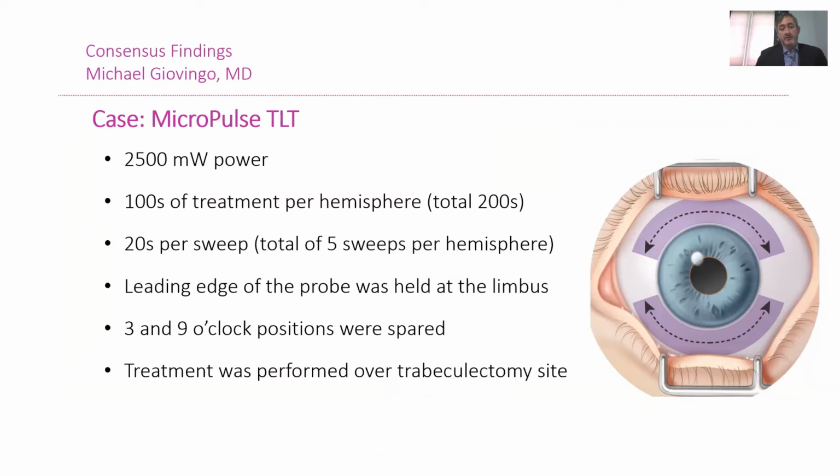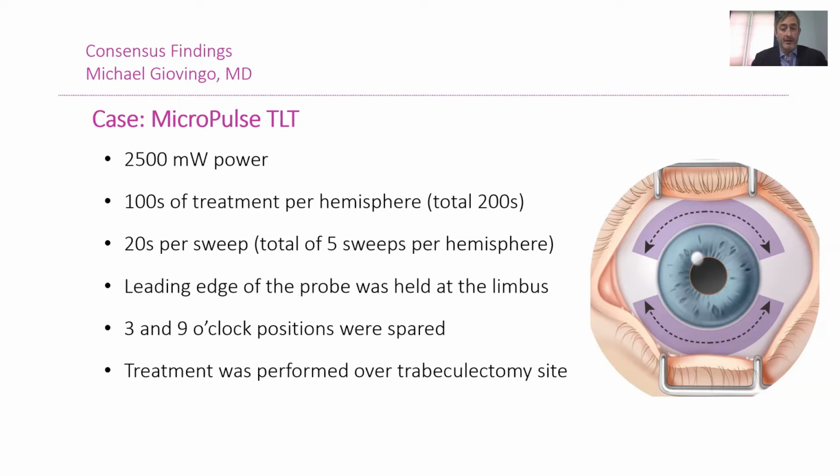As we talked about earlier, in a patient, we're currently recommending 2,500 milliwatts, 80 seconds per hemisphere, 20-second sweeps. But in this patient who had been completely MP TLT naive, I decided that we just really couldn't mess around. We had to get a low pressure.